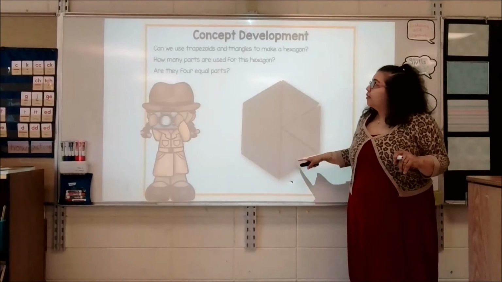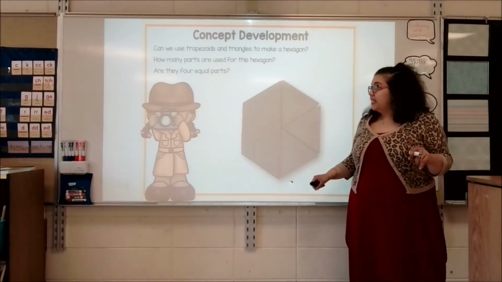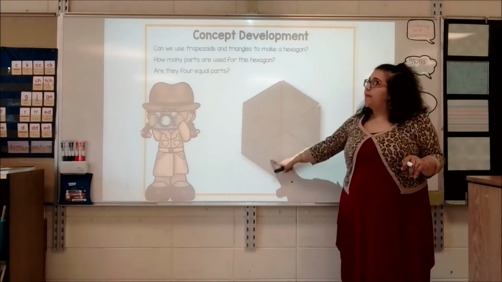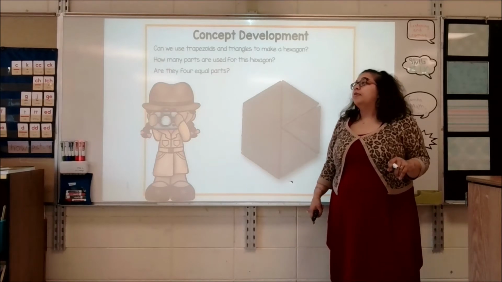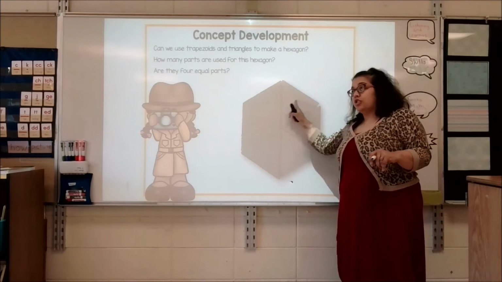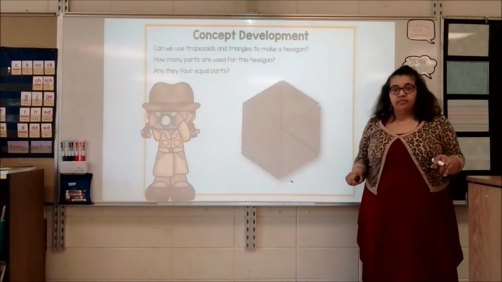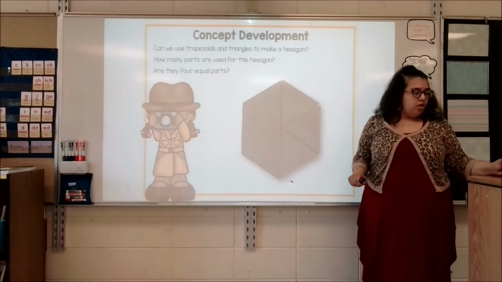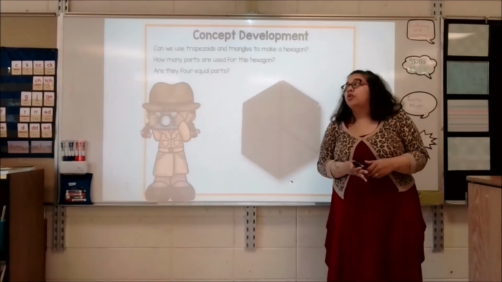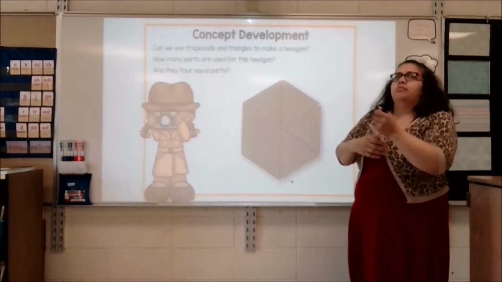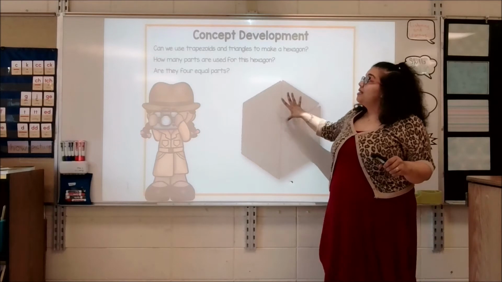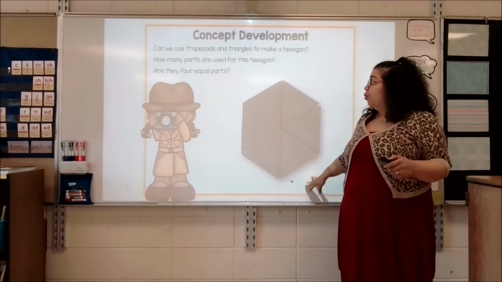Correct. What about this hexagon? Now this hexagon is made of 1, 2, 3, 4 parts. 3 triangles and 1 trapezoid. What's a trapezoid? I don't know. Trapezoid. Are there 4 equal parts used to make this hexagon? No. They're not, because I used two different shapes, which means that at least one of them is going to be sized differently than the rest. So this hexagon is not split into 4 equal parts.